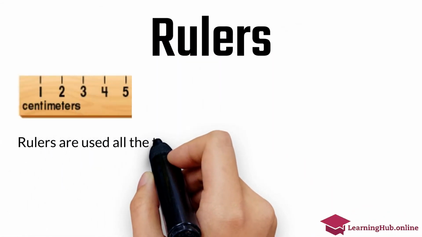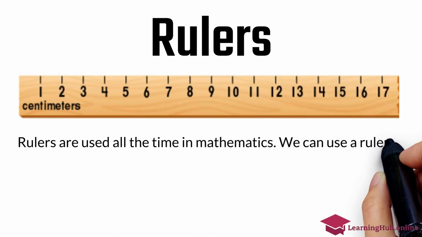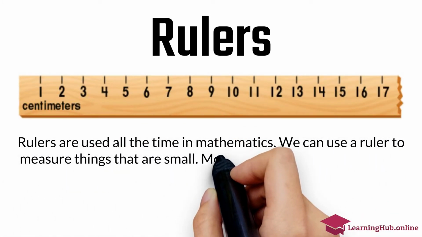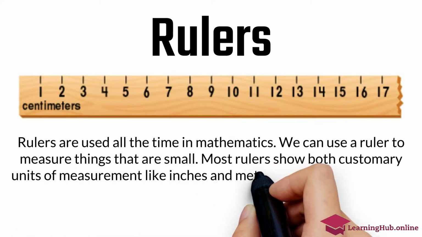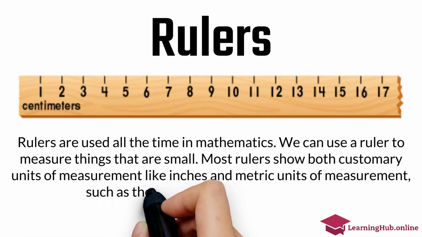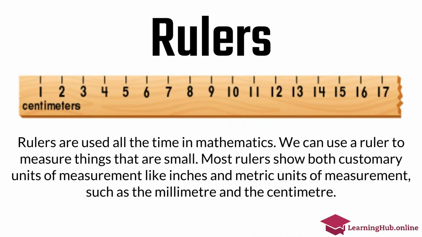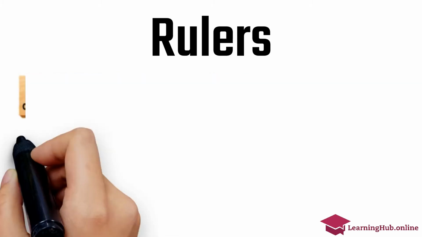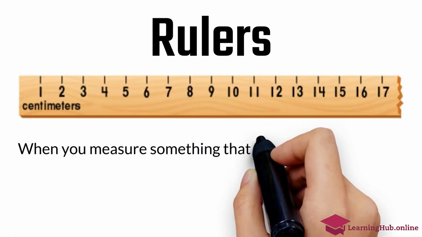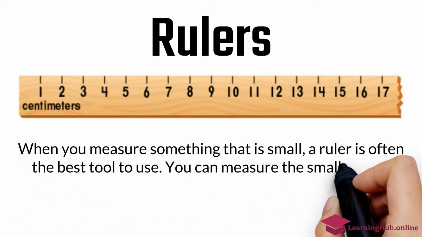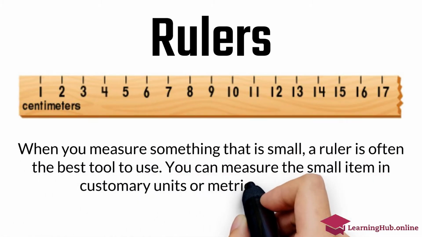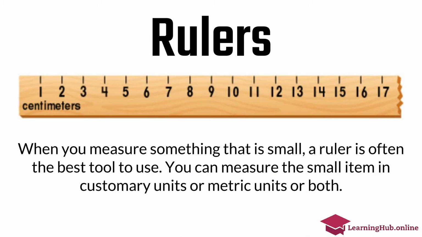Rulers are used all the time in mathematics. We can use a ruler to measure things that are small. Most rulers show both customary units of measurement, like inches, and metric units of measurement, such as the millimeter and the centimeter. When you measure something that is small, a ruler is often the best tool to use. You can measure the small item in customary units, or metric units, or both.